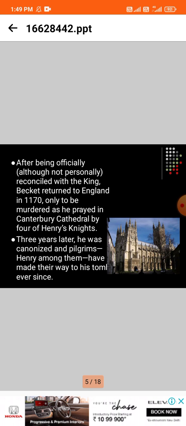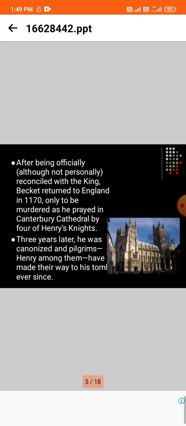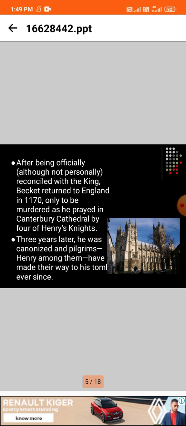After being officially, although not personally, reconciled with the king, Becket returned to England in 1170, only to be murdered as he prayed in Canterbury Cathedral by four of Henry's knights. Three years later, he was canonized, and pilgrims, Henry among them, have made their way to his tomb ever since.